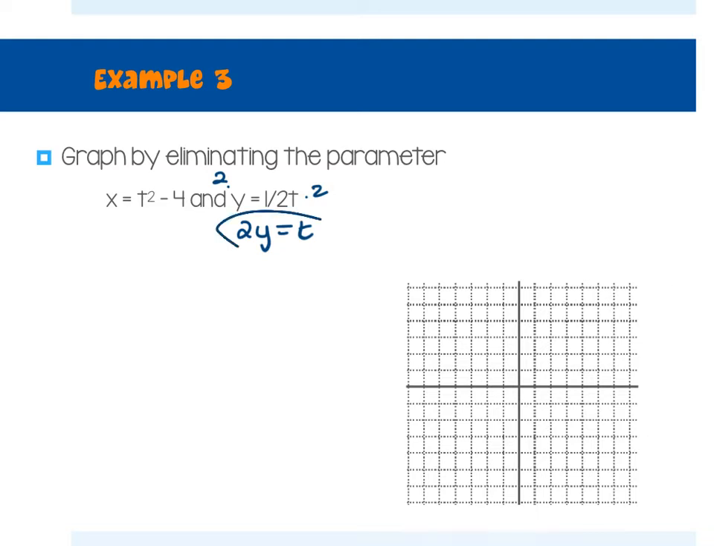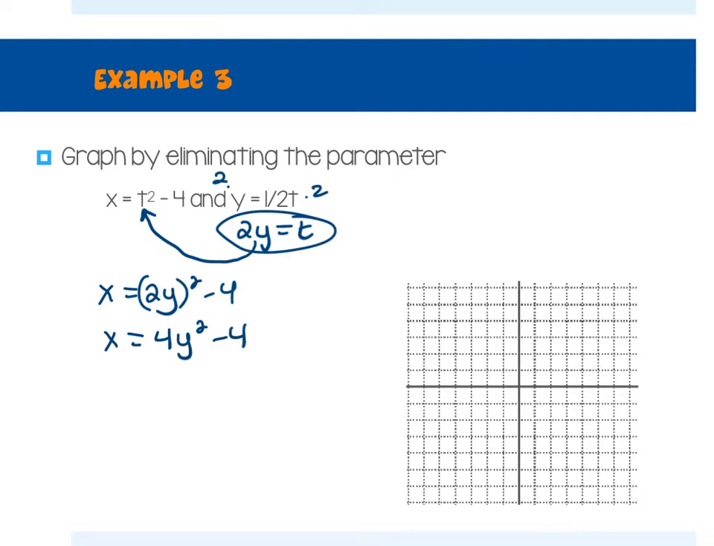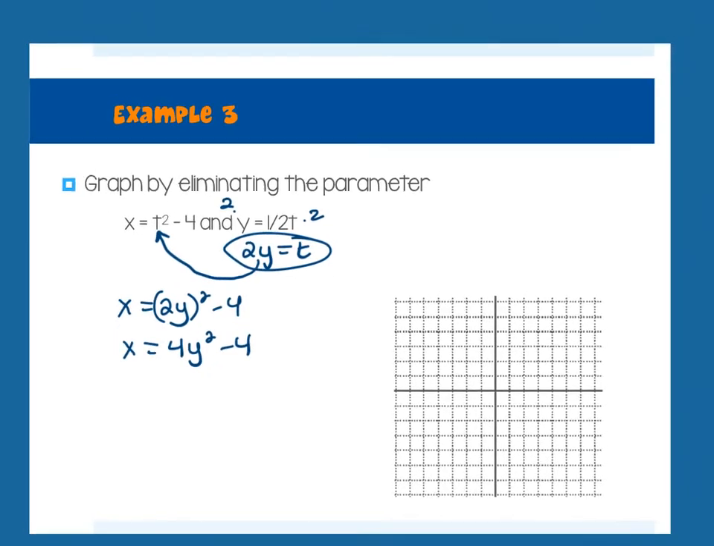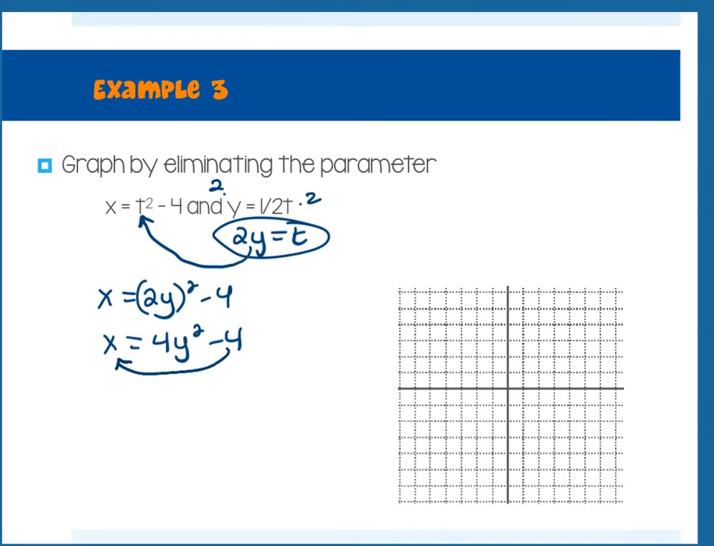Then I'm going to take that and plug it into the second equation in place of the t. So I get x equals 2y squared minus 4. And I get x equals 4y squared minus 4. So this is a parabola, okay? You can do this different ways. You can either go back to your transformations. We know if it's a y squared, it's turned to the right or to the left. Or we could put it into standard form like we just did, where the 4 goes on the side with the x, so this would be x plus 4 equals 4y squared.